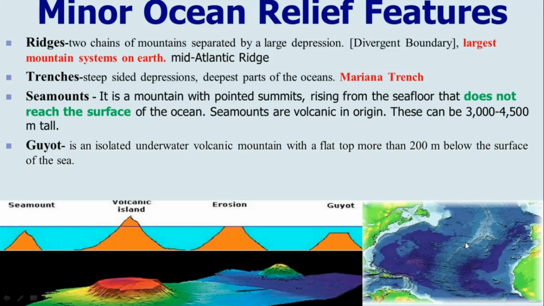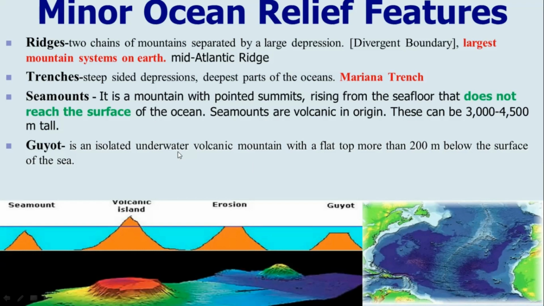Now because it moves to either side, this is an example of a divergent boundary. In a divergent boundary, what happens? The plates move in opposite directions. So this plate is moving in this direction, and this plate is moving in this direction. So this is the example of a divergent boundary, wherein new oceanic floor occurs, and it is separated by this depression.